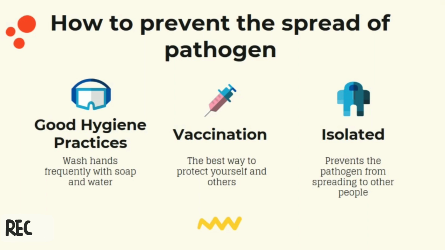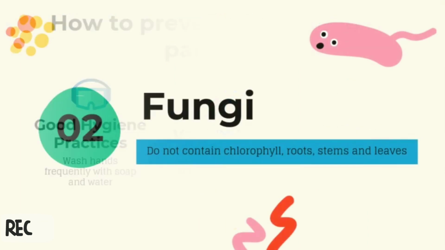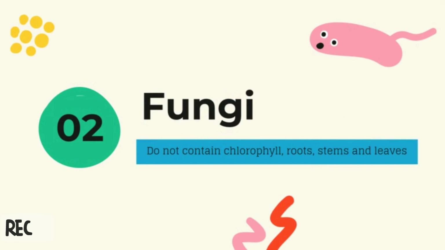And last but not least, in the case of some highly infectious diseases such as Ebola and COVID-19, patients may be isolated. This prevents the pathogen from spreading to other people. Okay. After that, I will discuss fungi, which is one of the pathogens.